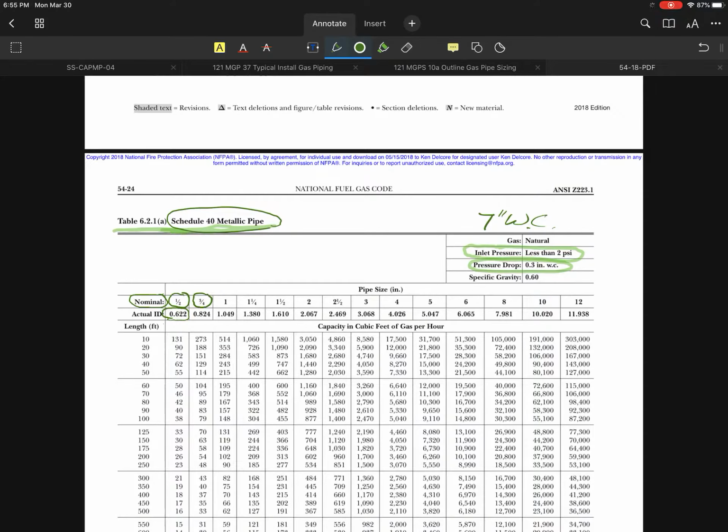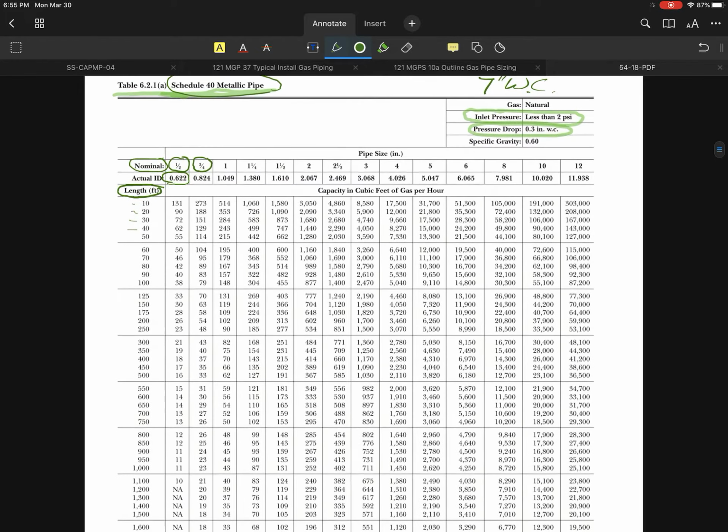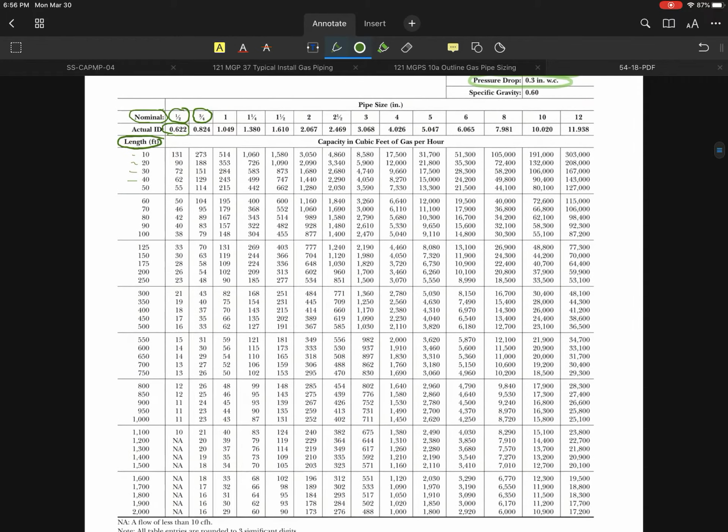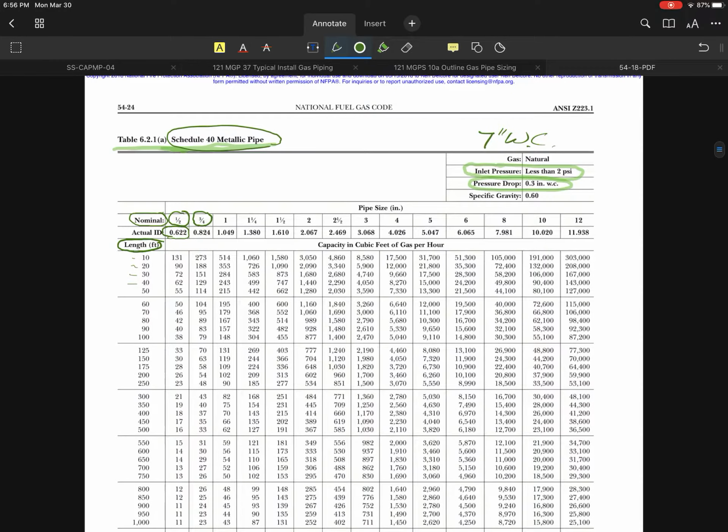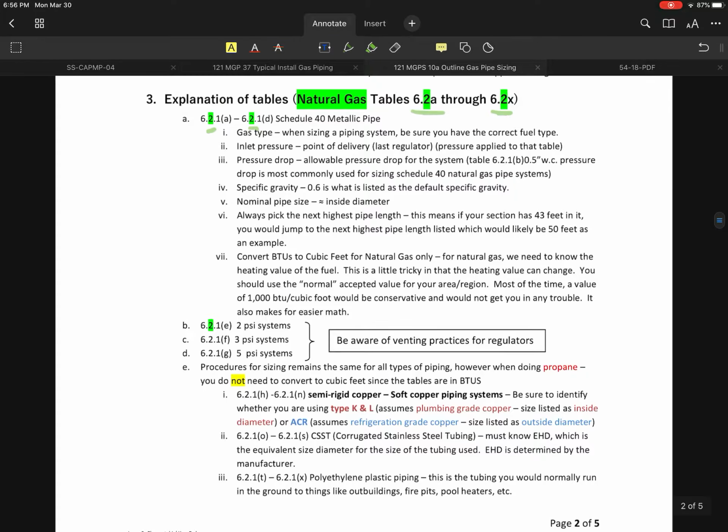The lengths on the tables, they give you in feet. So there are up to 10 feet, up to 20 feet, up to 30 feet, up to 40, and so on and so forth. The tables go pretty high. I mean, they get up into the 2,000 feet distances. It's pretty incredible how big they go.